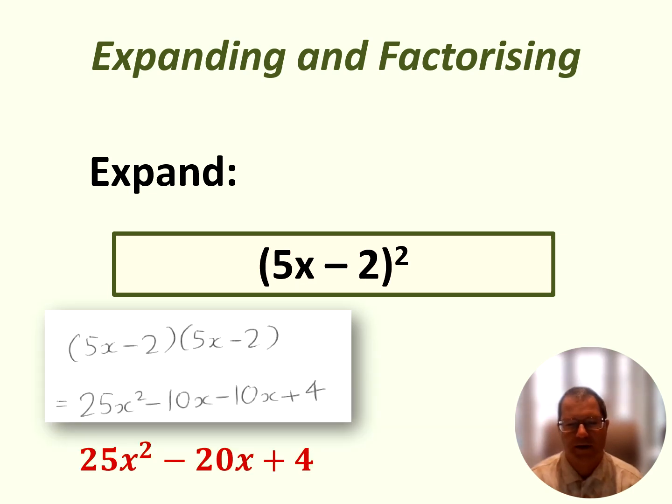If we're asked to expand 5x minus 2 all squared, that is of course the same as 5x minus 2 times 5x minus 2. So using the same approach, we end up with 25x squared minus 20x plus 4.